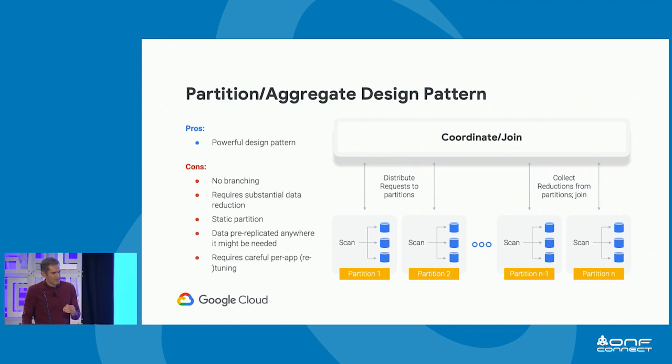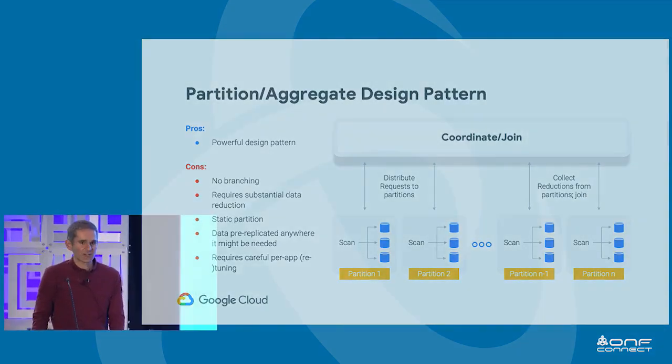It generalizes, but it comes with many cons that all eat into the possible performance of your distributed system. You can't branch. You get one pass over your data, maybe two, right, if you're going to go back and ask them a second time. It requires substantial data reduction to work. Right? There's enormous amounts of data on each one of these servers. You're only sending them small queries and getting small subsets of the data back.